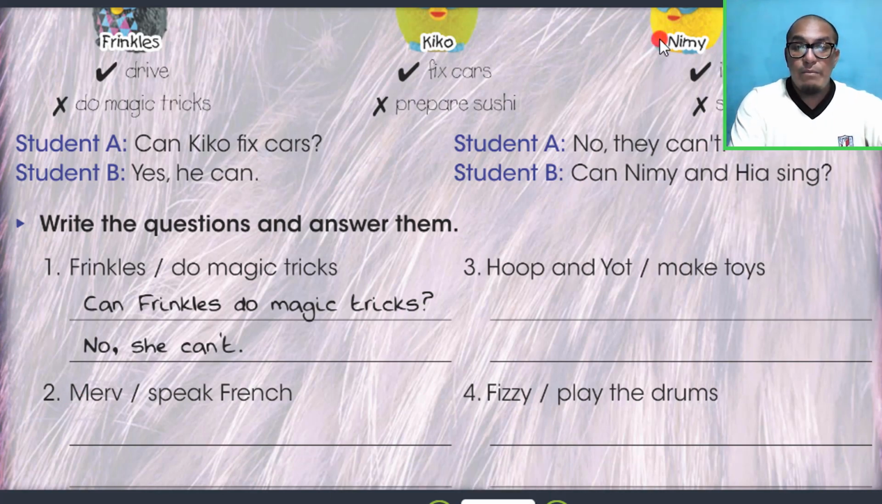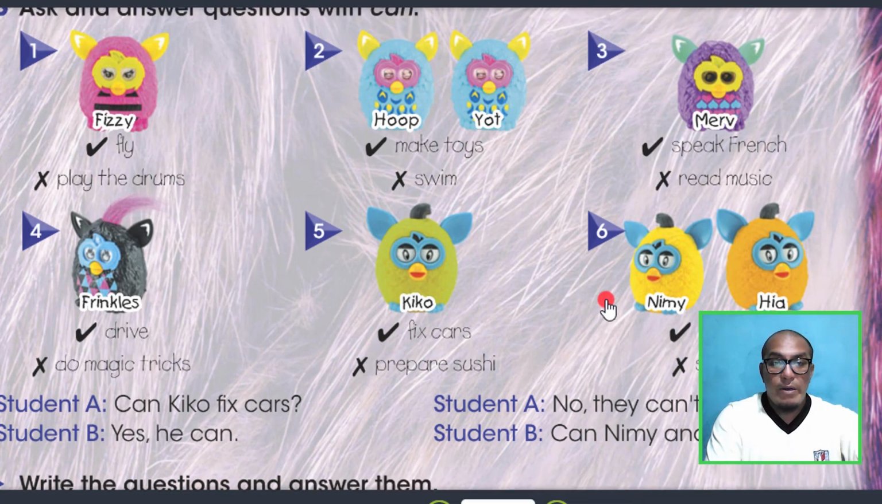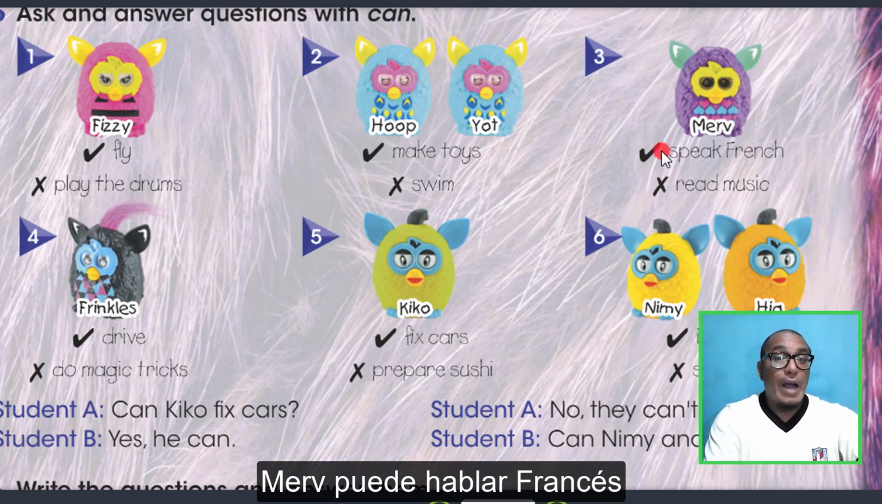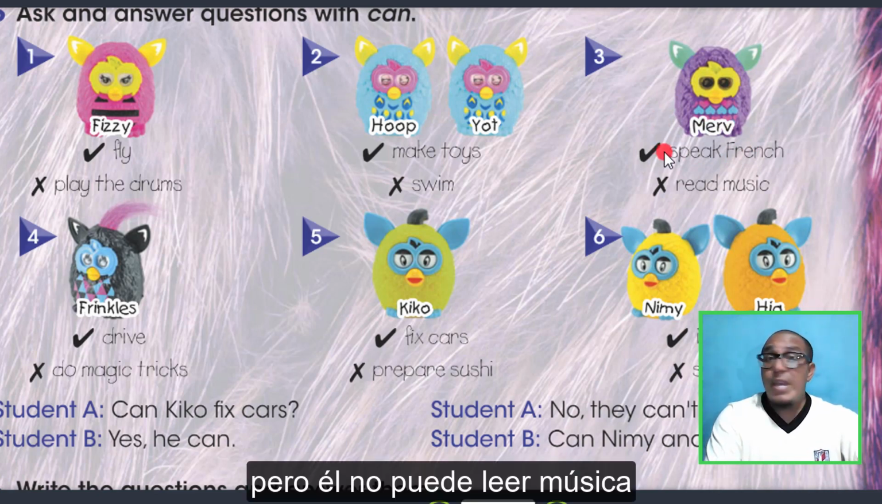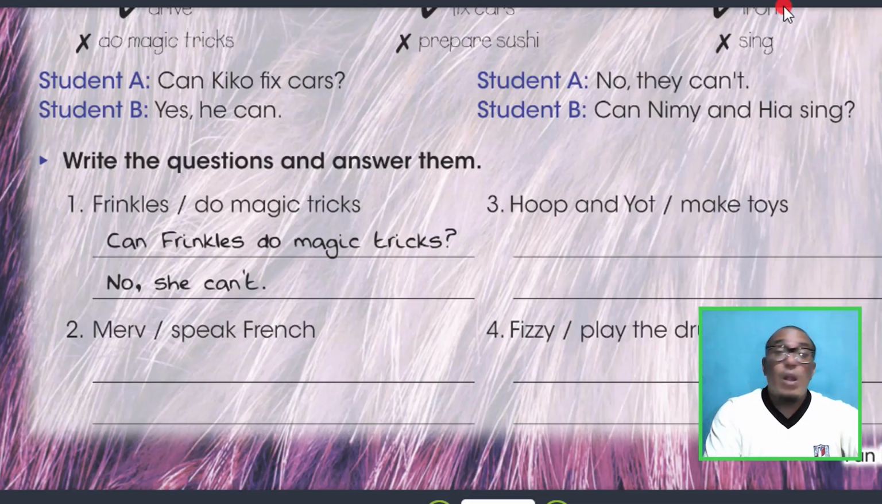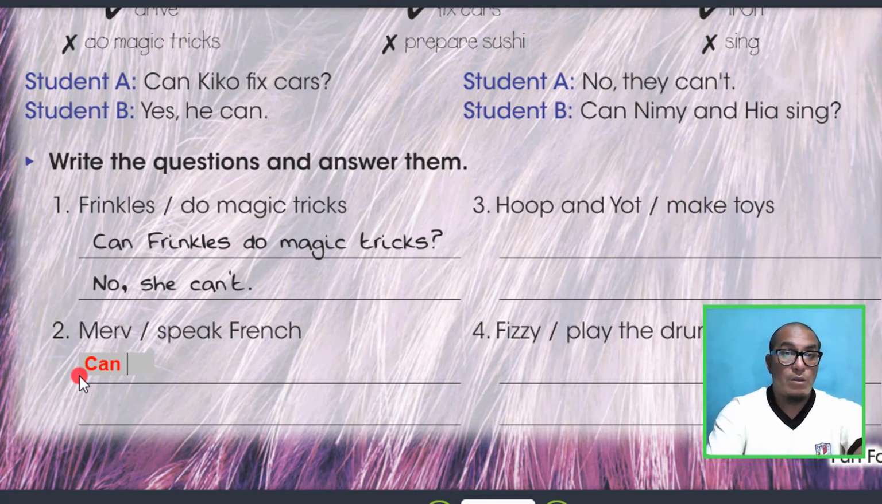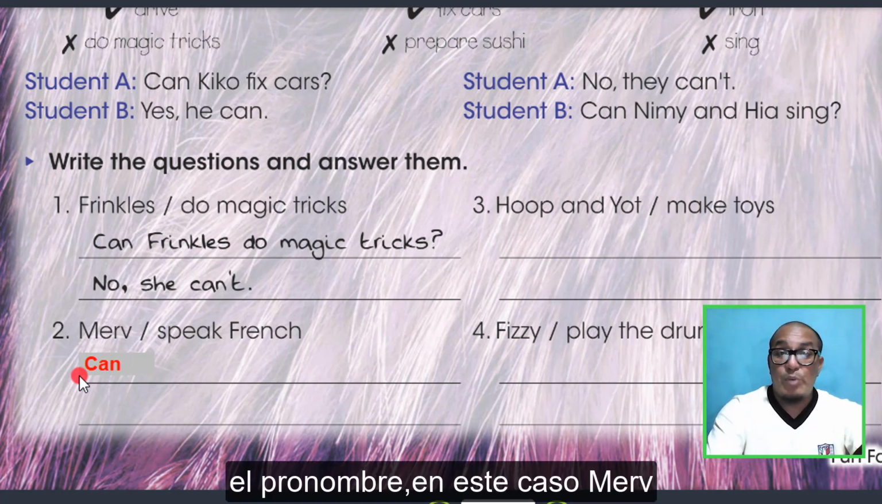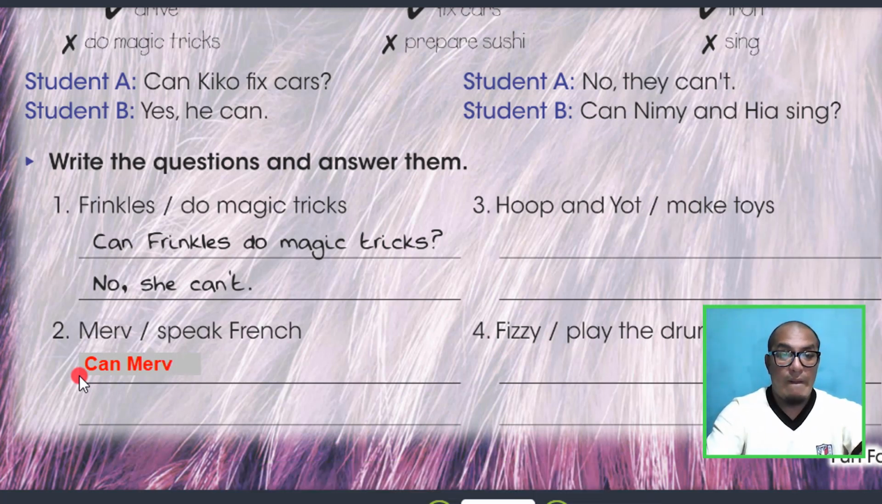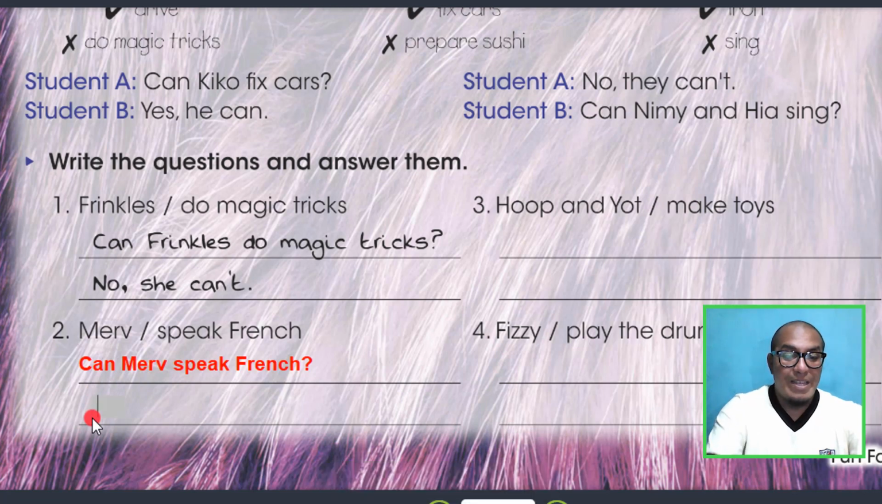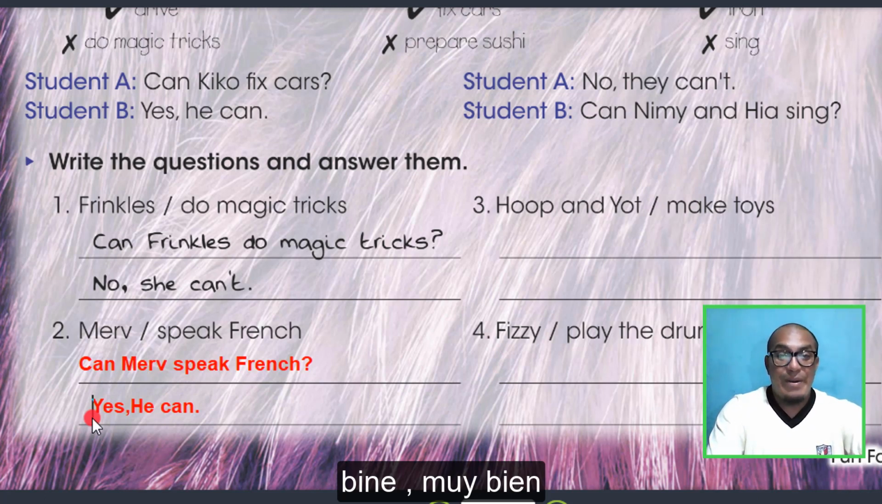We have Merv. Let's find Merv here. Okay? This is Merv. Merv can't speak French, but he can read music. Let's make the question. First position, can. Second position, the pronoun, in this case, Merv. And the verb, speak French. Can Merv speak French? Yes, right? Yes, he can. Good. Very good.